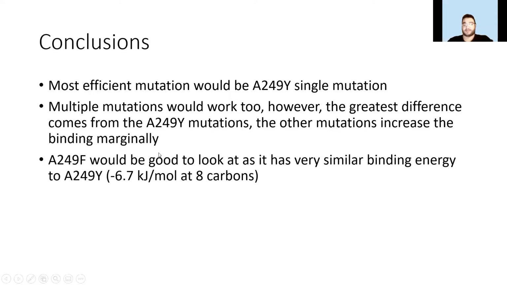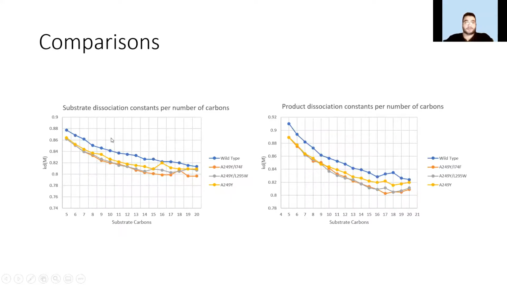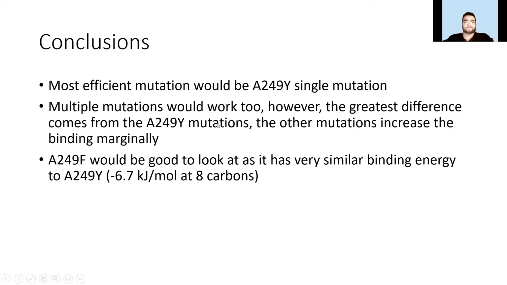That can be seen on the last slide. I'm just going to go back. So as you see here, there's the greatest increase. The rest kind of taper out at a certain point. And then A249F would be good to look at because it has a very similar binding energy to A249Y, with minus 6.7 kilojoules per mole at 8 carbons. So it's very similar to that of A249Y, but slightly less, so that wasn't looked at much more.